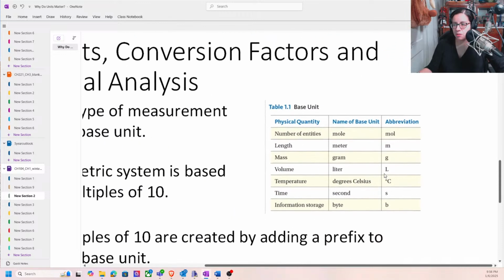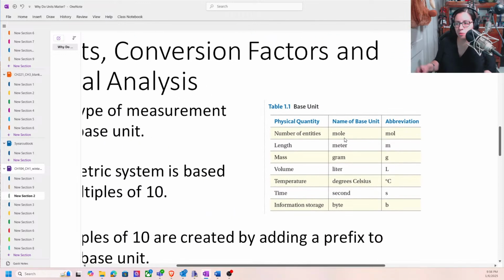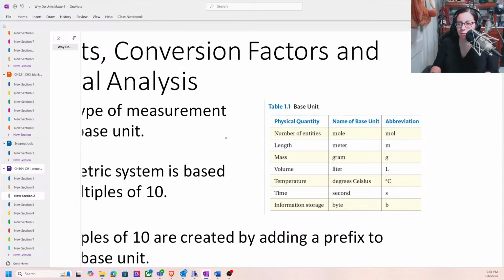So then we can look at our base unit. And so we'll look at moles. So this is a special chemistry unit.